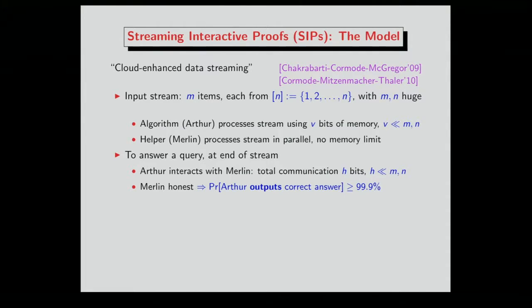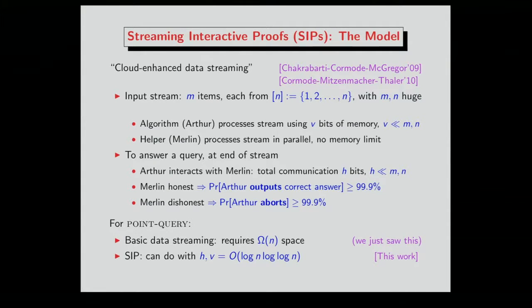At this point, Arthur will interact with Merlin using some communication protocol that we get to design. Let h be the number of bits exchanged in this communication protocol. So we wish the space used here as well as the communication used here to be much smaller than m and n, sublinear, ideally polylogarithmic. And we want the following semantics. If Merlin is honest and follows the protocol that we've designed, then Arthur must output the correct answer with high probability. On the other hand, if Merlin is dishonest, then Arthur must abort. That is to say, he must catch Merlin cheating with very high probability.